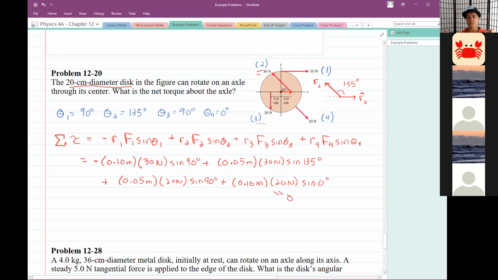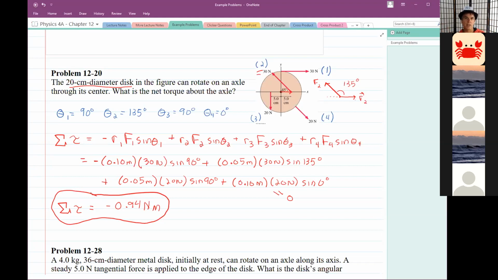So once I just multiply all of these out, what I'm going to get is the sum of the torques is equal to negative 0.94 Newton meters. So that is the answer to 12-20. Expect a fairly straightforward question like this on the upcoming quiz, just in terms of calculating the torques.